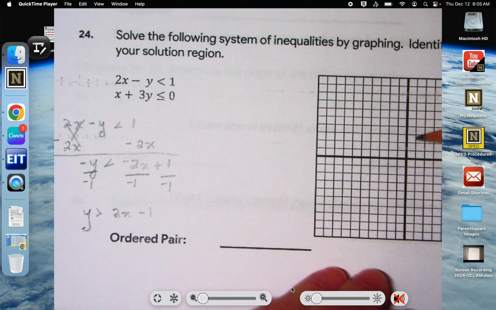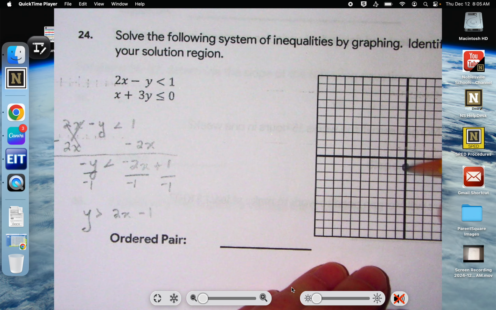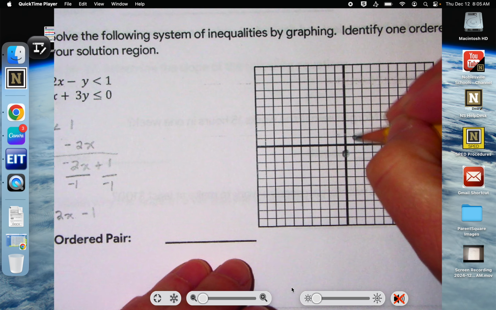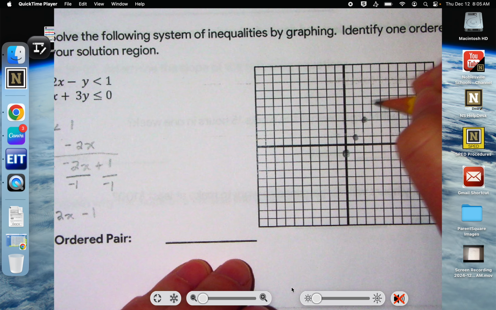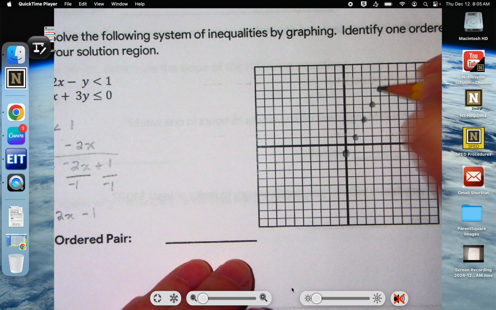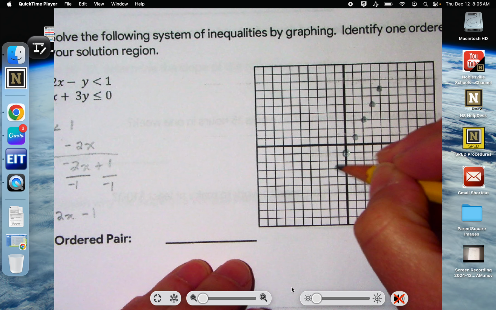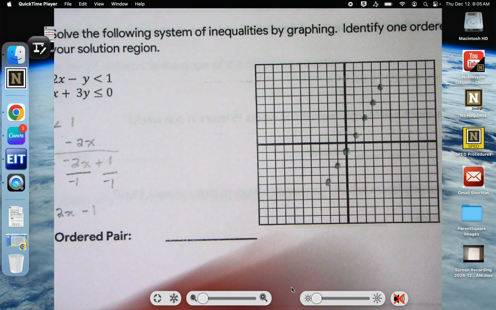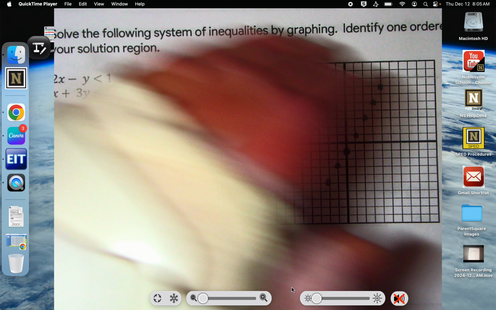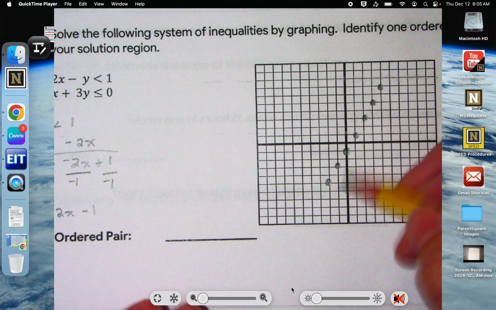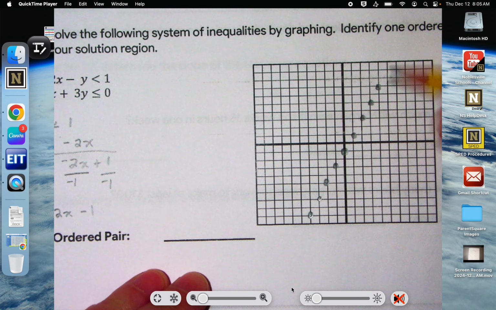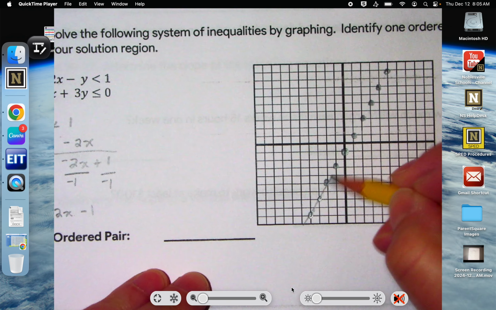So I'm going to start at negative 1 on my graph. And then I'm going to go up 2 over 1, up 2 over 1, right? And just continue. I can go down 2, back 1, okay? Now, obviously, I can't use a straight edge right now. So I'm just going to do my best, make as many points as I can, and then connect them.